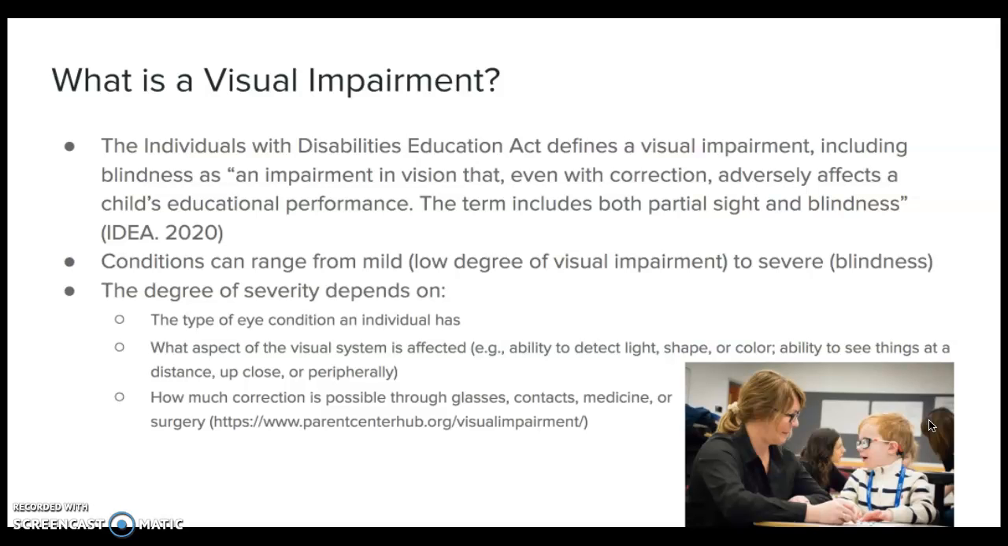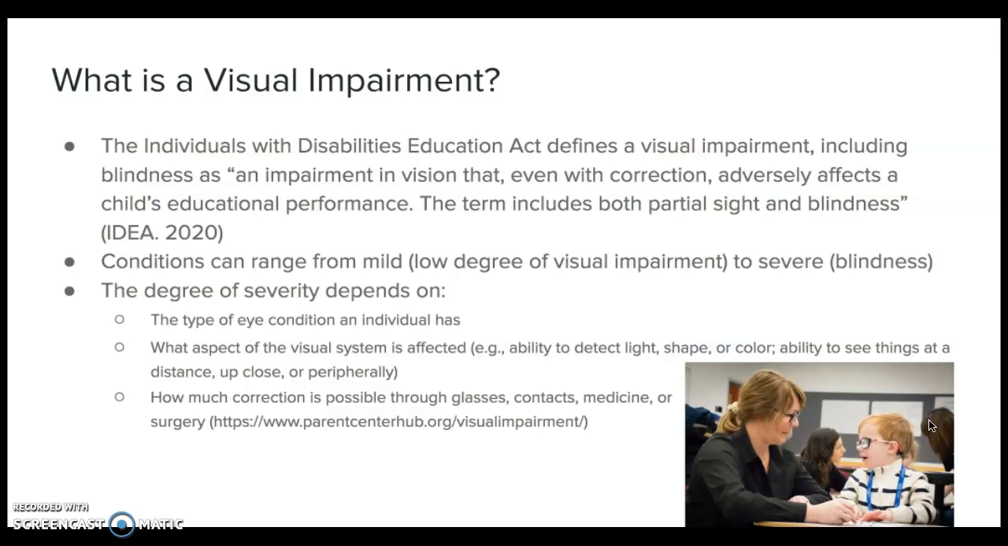B, what aspect of the visual system is affected. So there's a bunch of different parts of the eye, and each is kind of in charge of doing a different job. So is it the ability to detect light? Is it the ability to make out shapes or color? The ability to see things at a distance, up close or peripherally? So really, what kind of blindness does this person have? And lastly, how much correction is possible through glasses, contacts, medicine, or surgery?